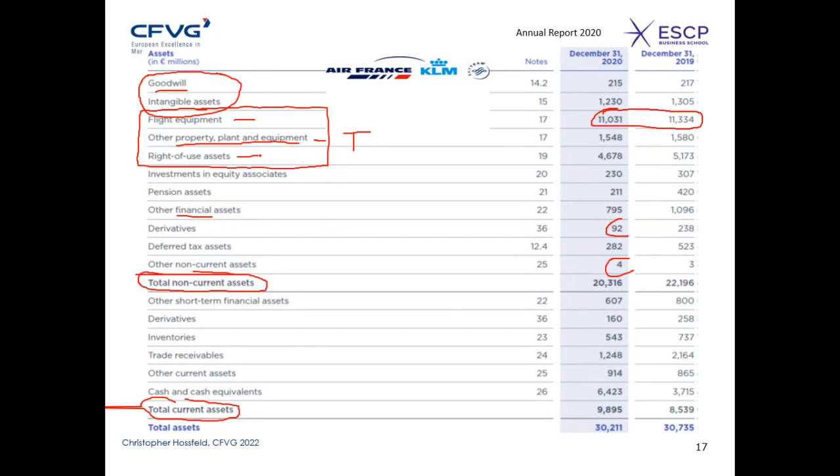Have some of you heard of this item? And maybe you know what it means? What is a right of use asset? Also abbreviated as ROU, obviously. Right of use. Any idea?